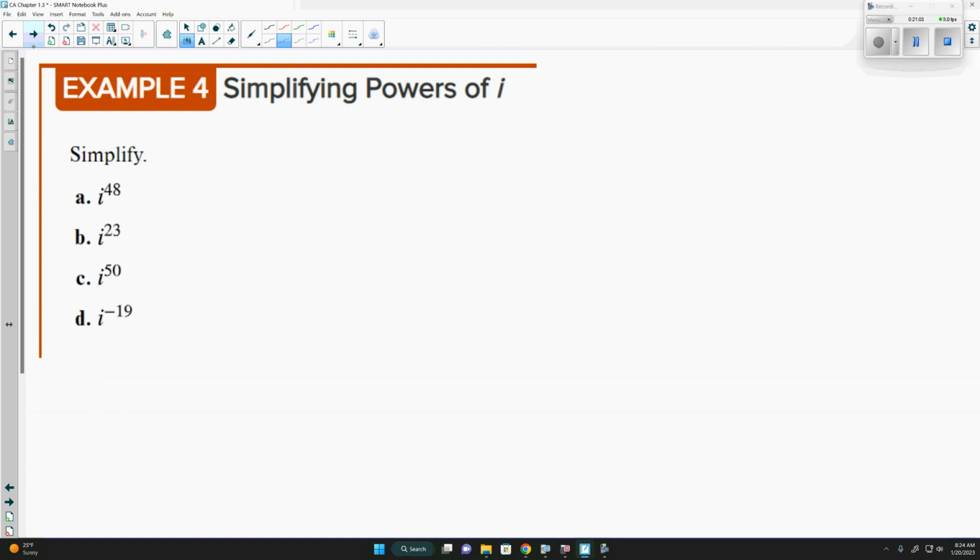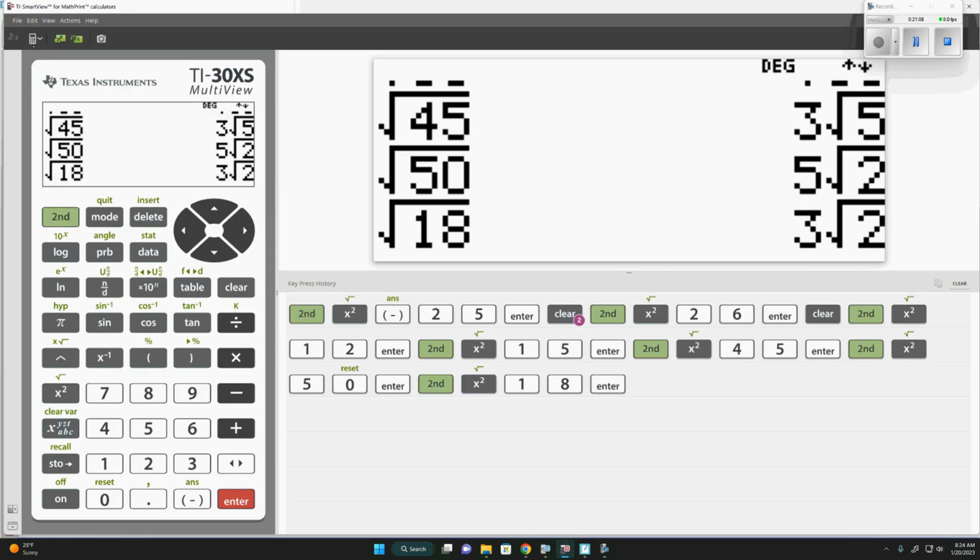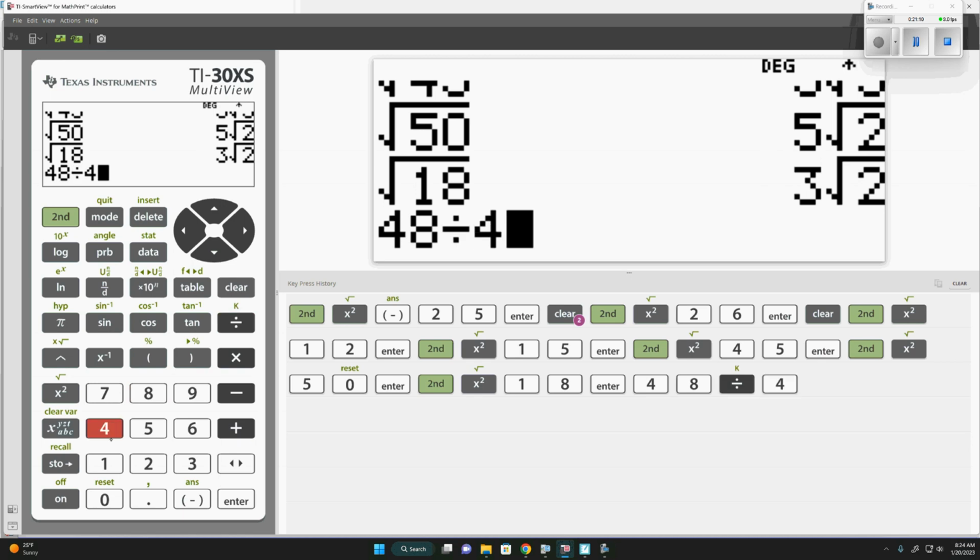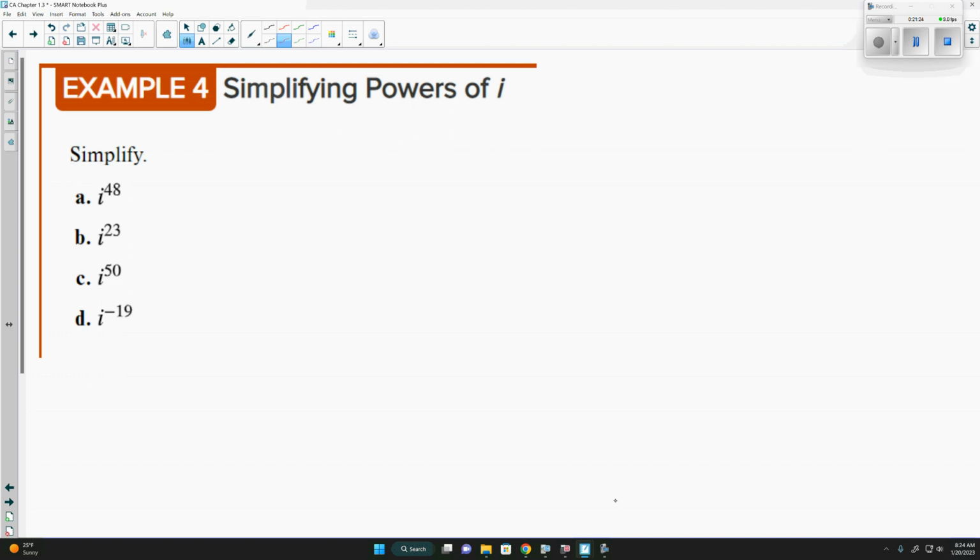So even looking at these here, i to the 48th. Well, I can grab a calculator and say 48 divided by 4 is 12. I don't really care or have too big of a focus on 12. I'm looking at the decimal, and the decimal is 0.00. All the 12 is telling us is that we have 12 groups, or 12 multiplications, of i to the 4th. So i to the 4th multiplied by itself 12 times is what we have. All we care about is that this is 1.